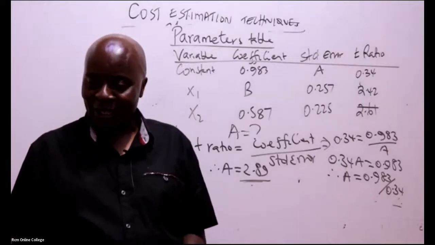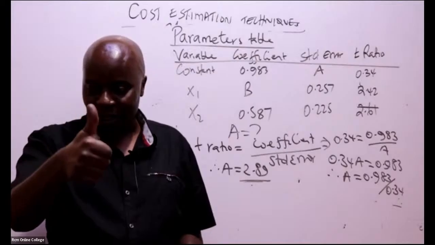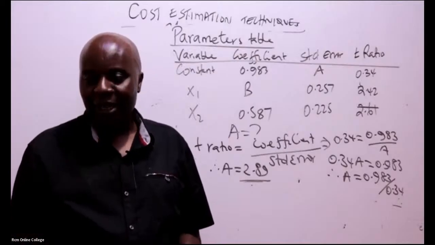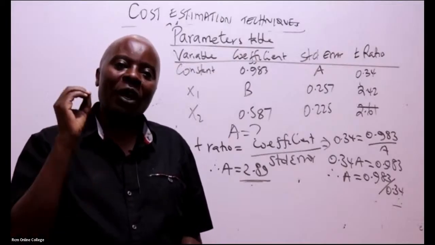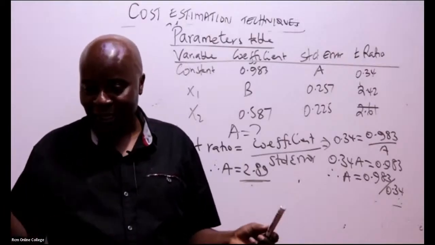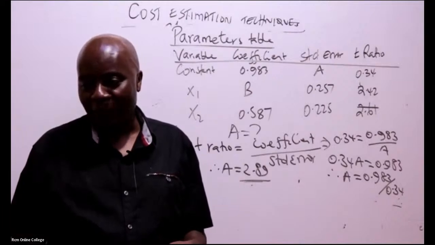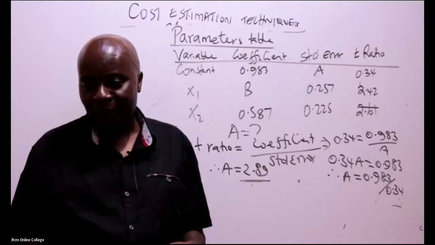Is that okay? Or is there anybody who has a question? Is this okay, how we have gotten A? Then can you kindly go ahead and give me the value of B now on your own? Try, even if you don't get it. You can see where B is. So go ahead and get the value of B.